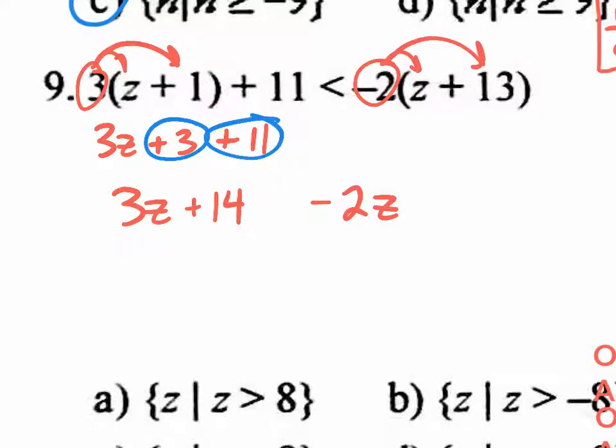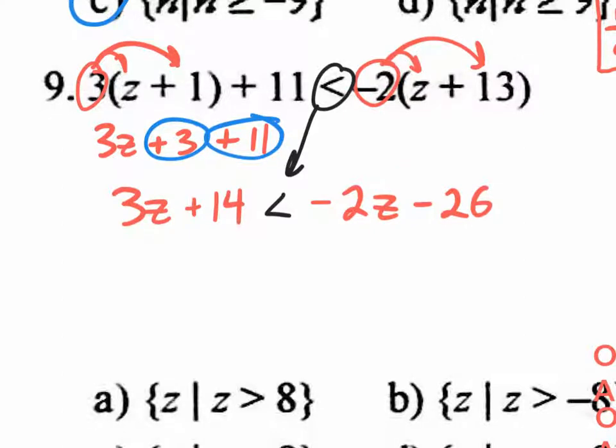Negative 2 times 13 times positive 13, that's a negative 26. And of course, the inequality, you're just going to bring it down. Like if it were an equation, you would just bring down the equal sign. So now we need to get the z by itself on one side. And if you think about where the z is at, it's on both sides, the left and the right. So you need to get rid of one of them.